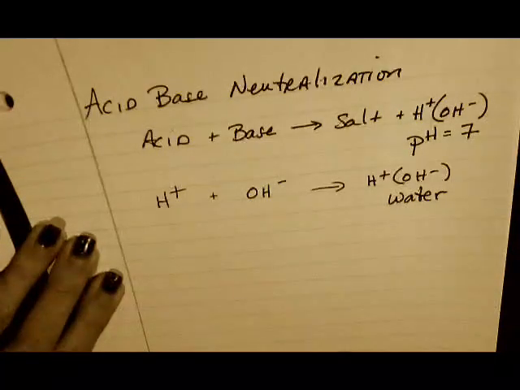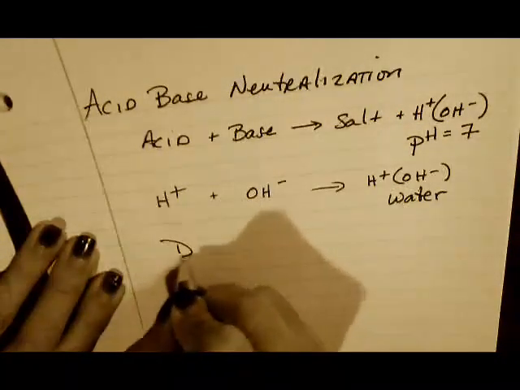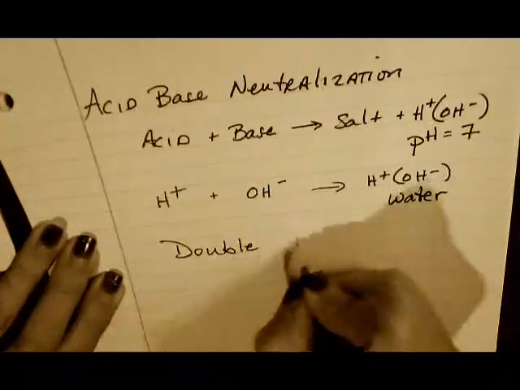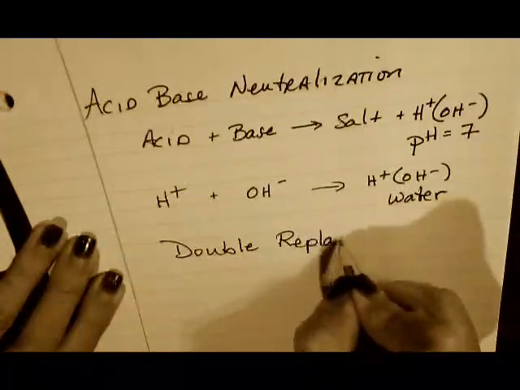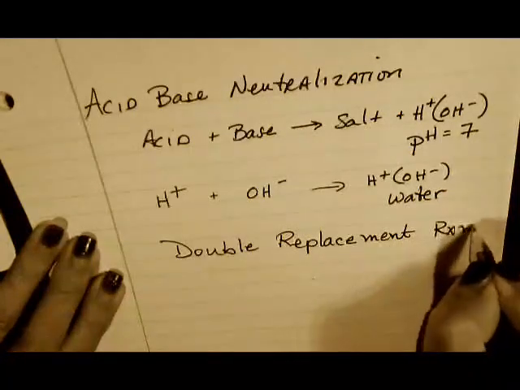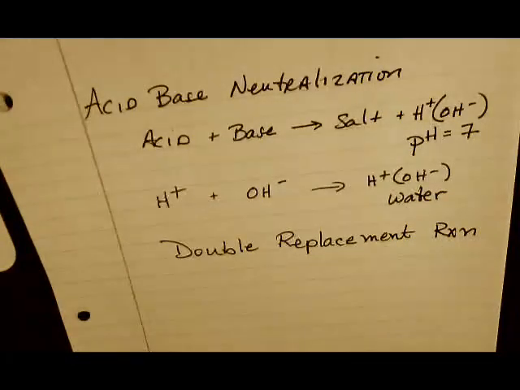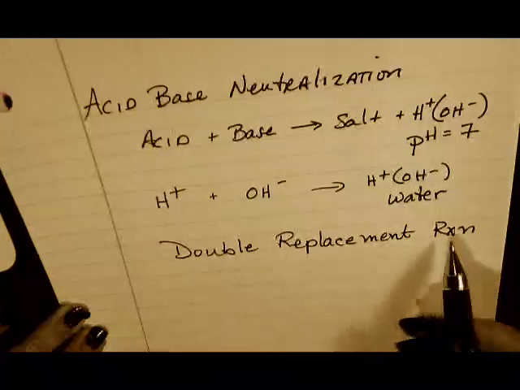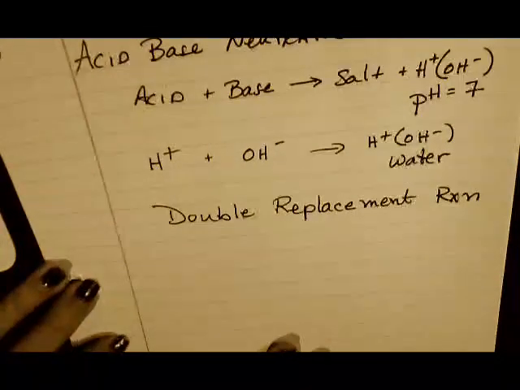Okay, so let's see how this is a double replacement reaction. So let's review. What were the types of chemical reactions? Synthesis, decomposition, single replacement, double replacement, and combustion. And we can't forget our reference tables. Double replacement. Here we go.